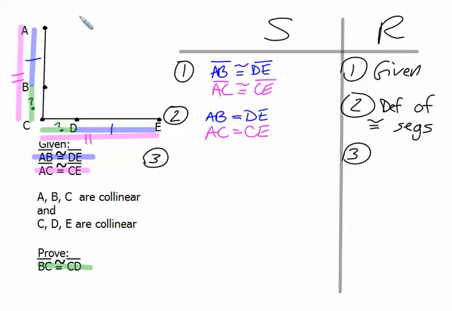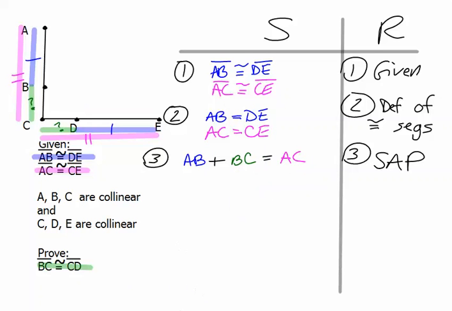Now this whole proof is based on the idea that a part plus a part equals the whole thing. So step number 3, we're going to use the segment addition postulate. And we're going to have two equations listed that work in tandem. So on the left hand side, the vertical pieces, we've got the distance from A to B plus the distance from B to C is equal to that whole thing, the distance from A to C.